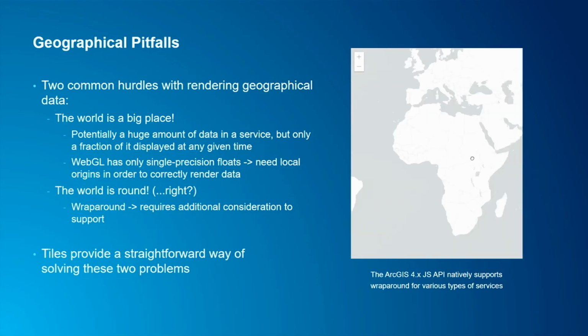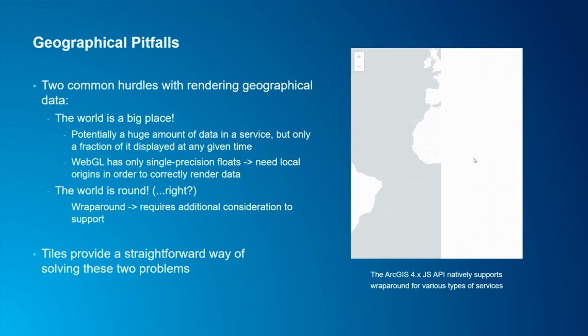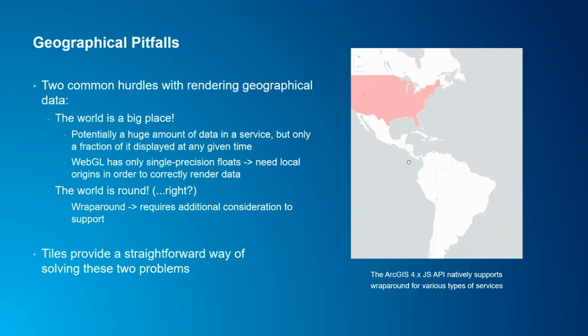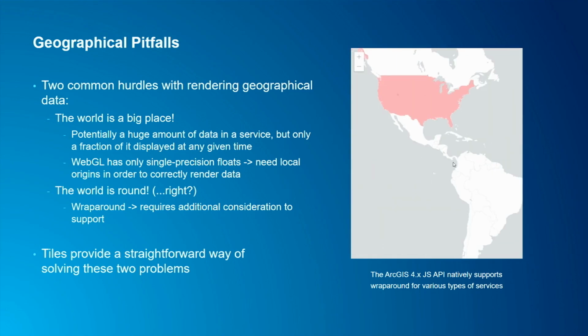So when thinking about geographical rendering, I think there are two major concerns that can end up being quite problematic. The first is that, of course, the world is quite a large place. So potentially you have a huge amount of data in a service, but only a small fraction of that data visible at any given point in time. You might also have very detailed geographic data that at the current scale is overkill for what you need. So being able to handle different levels of detail and increase that detail as you zoom in is quite important. Additionally, WebGL only has single precision floats.